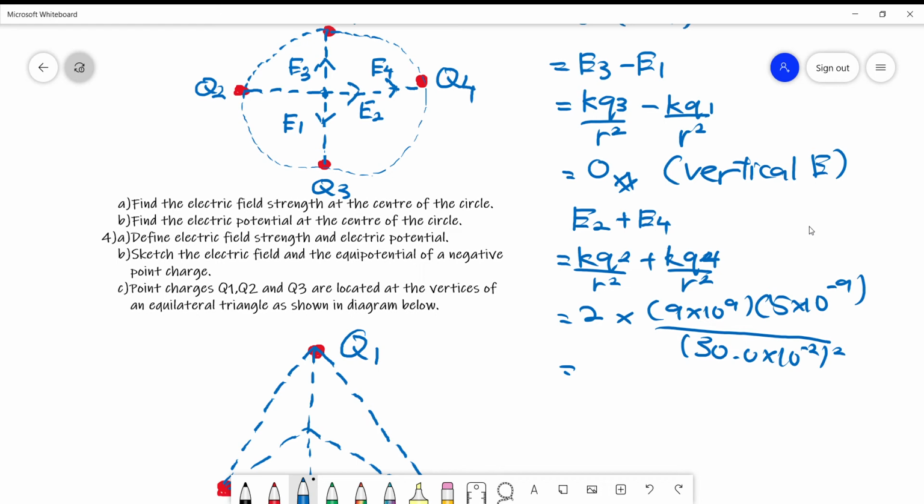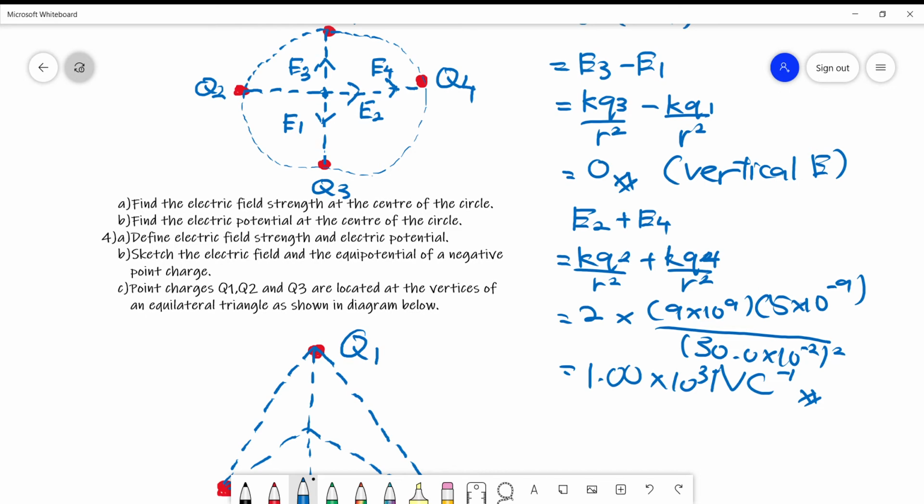The electric field strength exerted at the center of the circle is 1.00 times 10 to the power of 3. So this is Joule. Sorry, not Joule. The SI unit should be Newton per Coulomb. So this is the electric field strength.